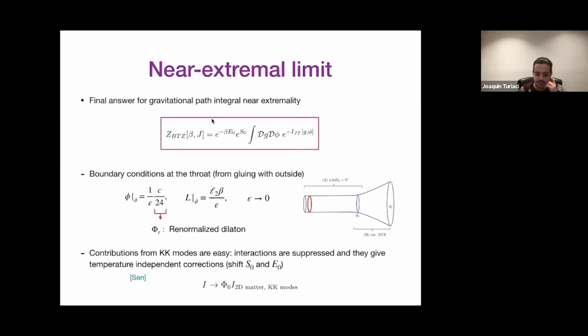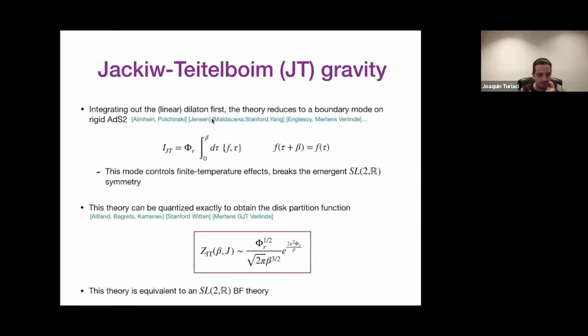But okay, all this is to say that the JT mode is the thing that controls the temperature dependence and therefore the shape of the density of states. So now we can solve this JT mode by integrating out the linear dilaton first. Well, this was done in this paper, but there was a reference about it. The theory reduces exactly to rigid AdS2 with the boundary mode, which is the Schwarzian mode, which I wrote here in terms of this f of tau. And this controls the finite temperature effects and the breaking of the emergent SL2R symmetry in the throat.